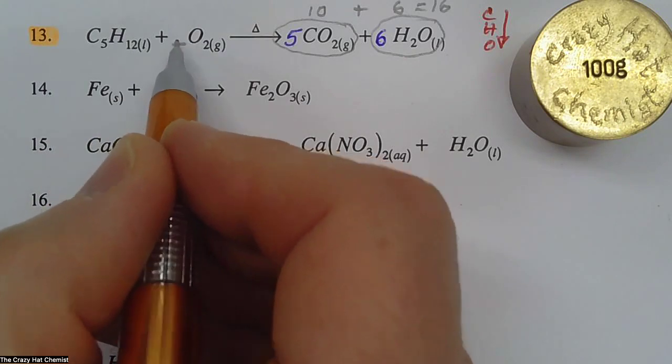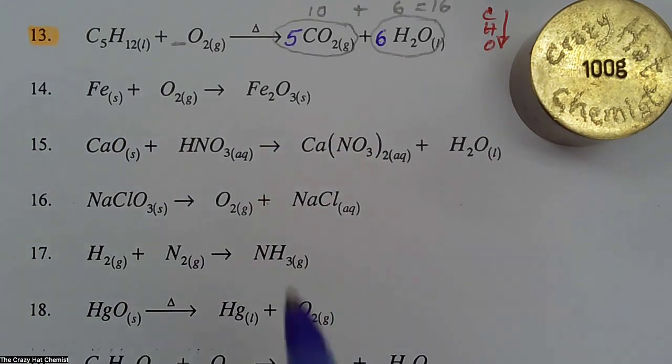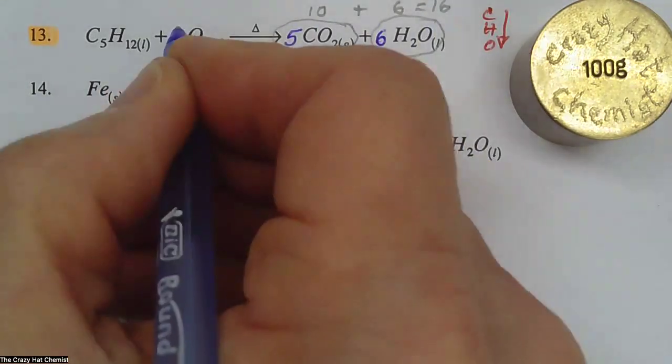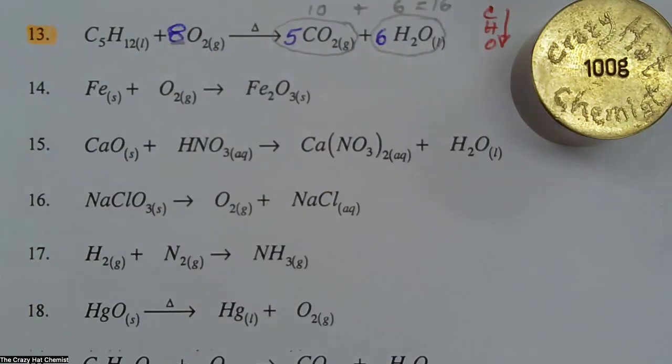There are no oxygens in this pentane, so that means I'm going to have a stoichiometric coefficient right here in front of the oxygen to balance out the oxygens. There are already 2. I want there to be 16. 8 would be my coefficient.